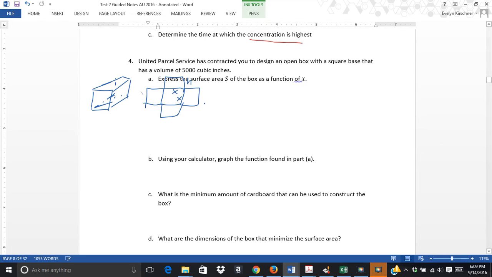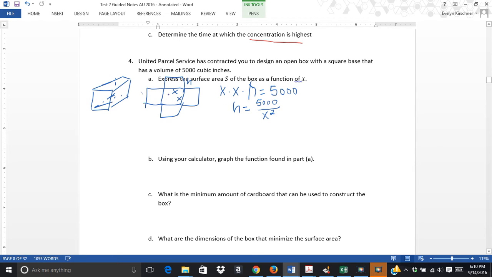Okay, so I know that my volume is going to be x, length, times width, times height, and that is all 5,000. So that equals 5,000. So I know that my height is 5,000 divided by x squared.